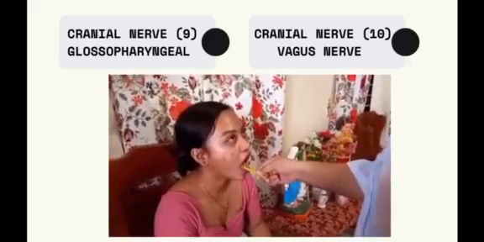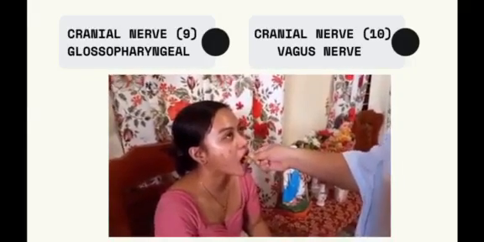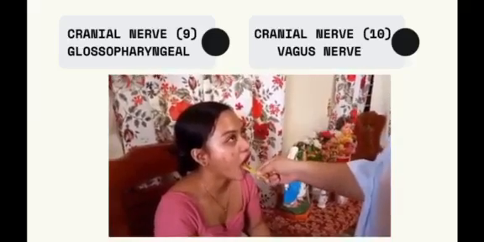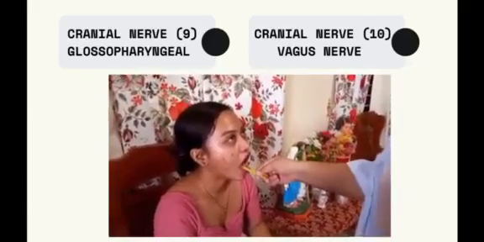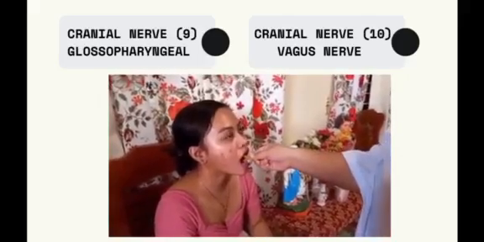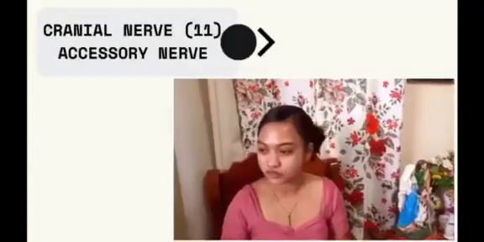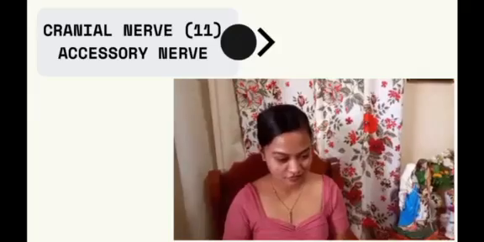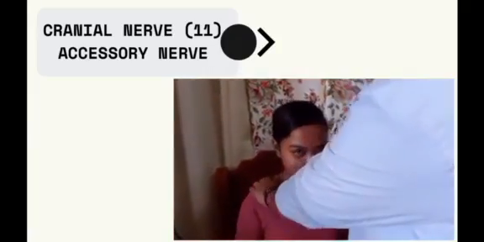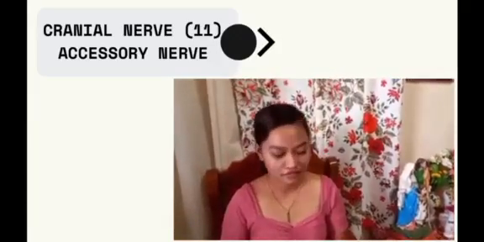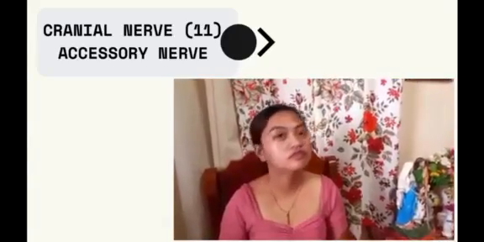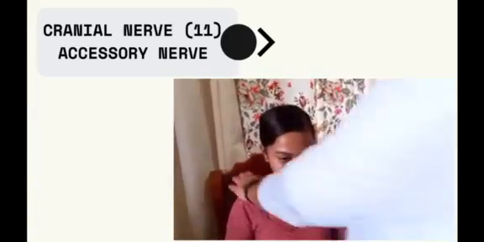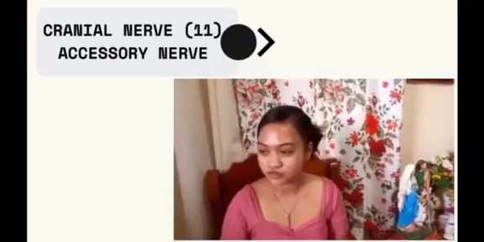Cranial nerve 9, which is the glossopharyngeal. And the cranial nerve 10, which is the vagus nerve, is intact because she's able to tell me without hoarseness and she's able to swallow. Next, the cranial nerve 11, which is the accessory nerve. I let the patient move her head from side to side and up and down, and I tried to shrug over her shoulder. She did it, and the cranial nerve is intact.